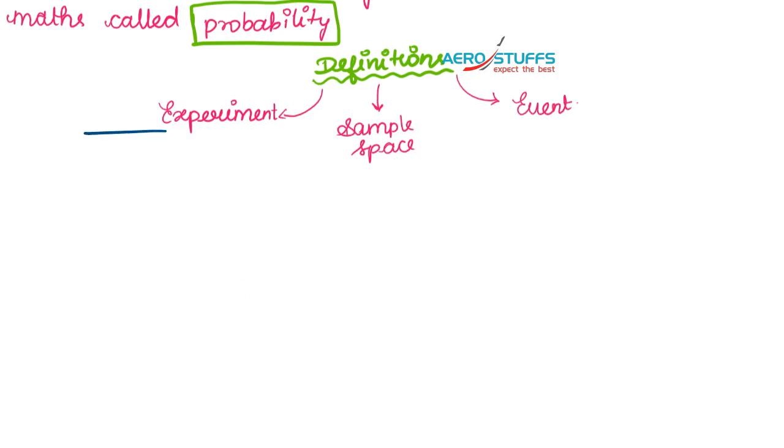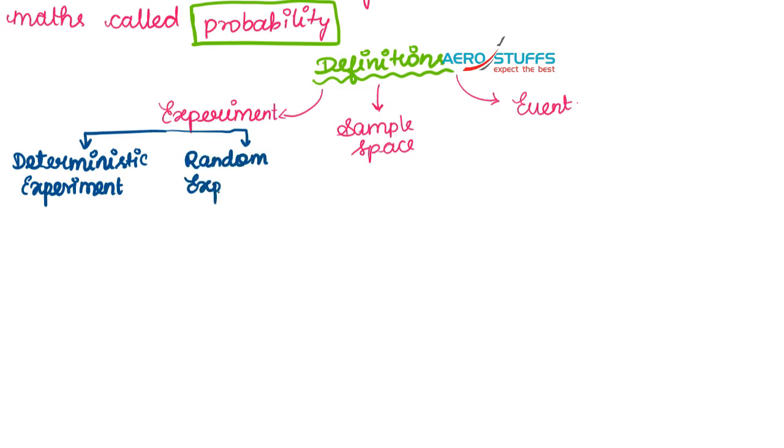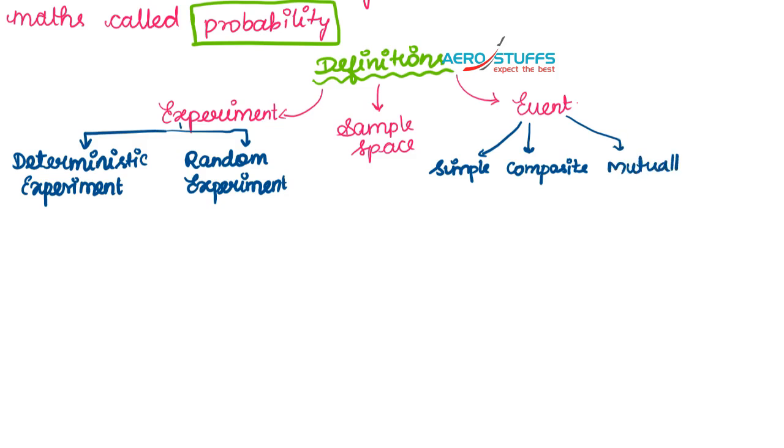An experiment is something that you test. There are two types of experiment: one is deterministic experiment and the other is random experiment. The outcome of the experiment is always recorded as the sample space. From the sample space, you pick up an event. You pick up something that you particularly need. That is what we call an event.